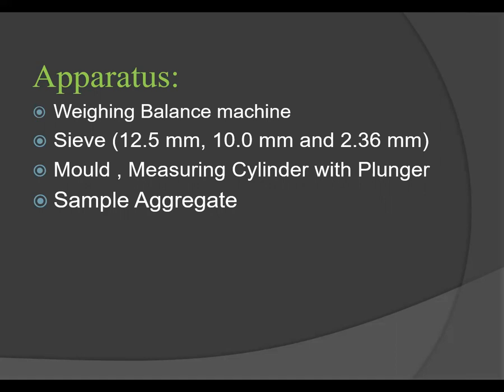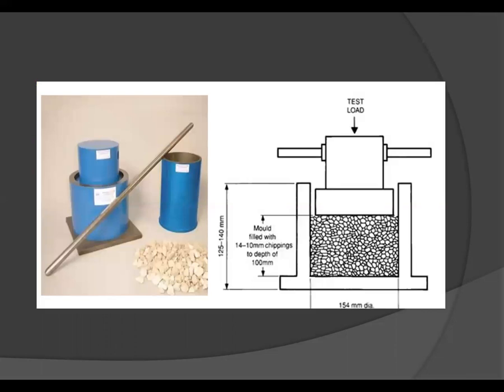A rod would be inserted for lifting or placing the plunger in the cylinder, with holes provided across the stem of the plunger. Then we also require an aggregate sample, and a CTM machine. Next you can see the apparatus here. This is our cylindrical mold.